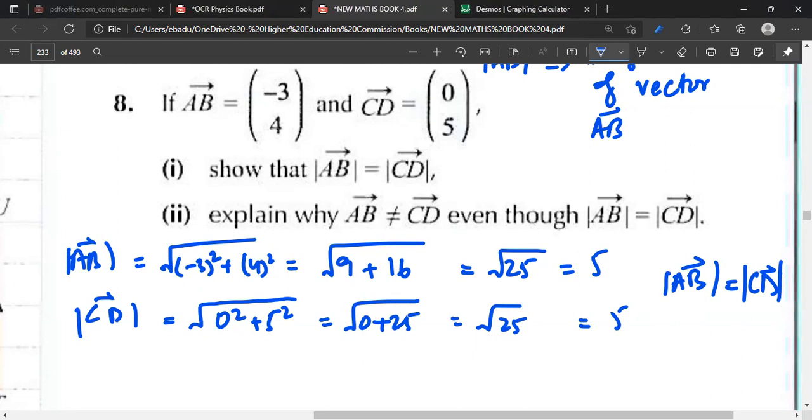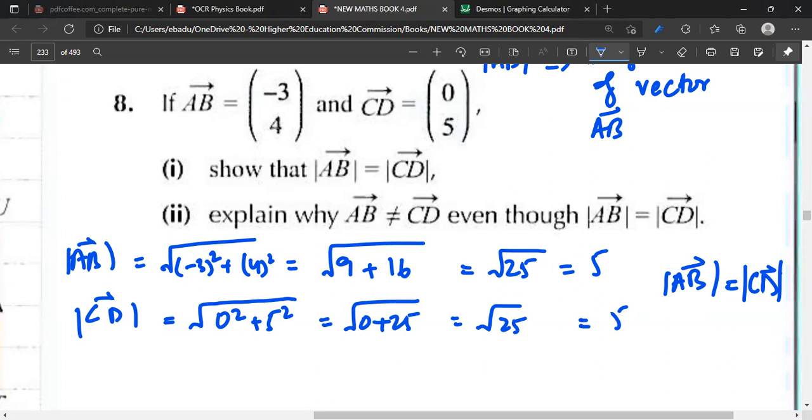Do you get this? So that's pretty much the way. Now they're asking in part 2, explain why the vector AB is not equal to CD even though their magnitudes are equal.